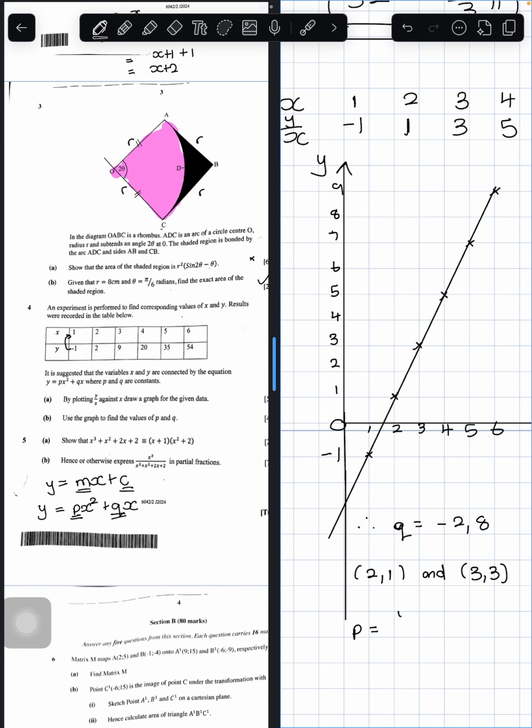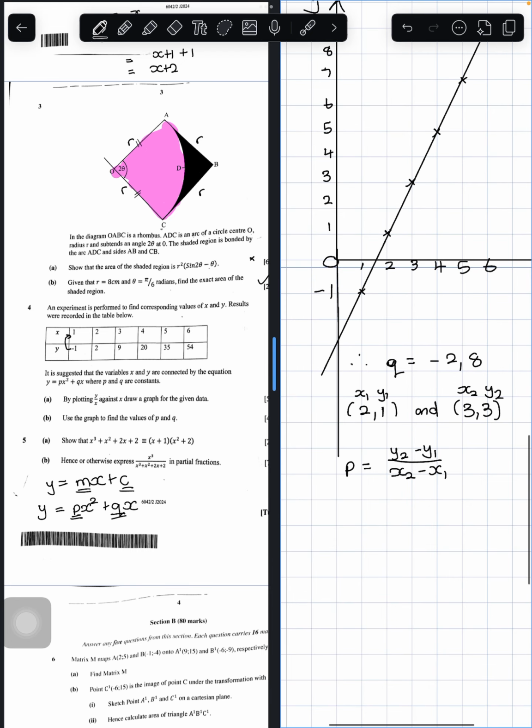So P is equal to y2 minus y1 over x2 minus x1. So this is x1, y1, x2, y2. We're substituting. Our y2 is 3. So 3 minus 1 over 3 minus 2. 3 minus 1 is 2, and 3 minus 2 is 1. So our gradient is 2. So the value of P is 2. Then we're done with number 4.